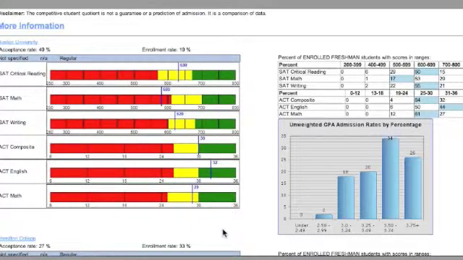A couple other things to note on the CSQ is it shows the last year's acceptance rate being 49%, and of those accepted, the enrollment rate at this college being 19%. So the Competitive Student Quotient is very valuable. There's a lot of information here for you to get a good look at where you fall in the admissions process at the specific school where you're interested in applying.